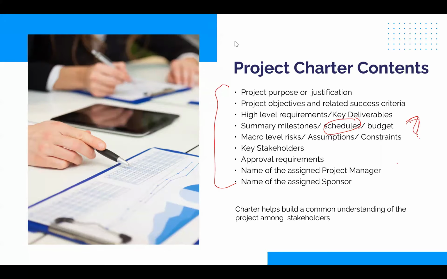Okay, there's another question in chat. Initially, charter was created, but later high-level requirements change after 8 months. So, can charter be updated? Okay, good question. Can charter be updated? Answer to that, yes. Charter can be updated. It's not a static document.